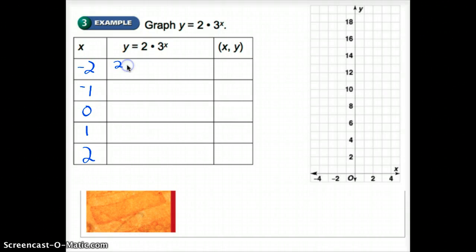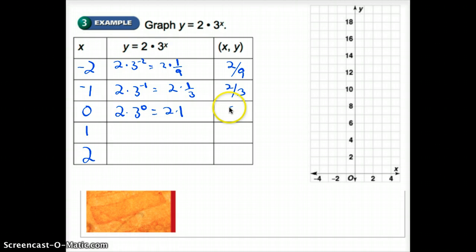So here I'm going to go 2 times 3 to the -2. Remember, that's going to be 2 times 1 over 3 squared, or 1/9. I get 2/9. Okay, the next time I'm going to do 2 times 3 to the -1, which just equals 2 times 1/3, which would be 2/3. And then I do 2 times 3 to the 0, and 3 to the 0 is just 1, so 2 times 1 equals 2. And then I'm going to do 2 times 3 to the first power, that's 2 times 3, and that equals 6. And then 2 times 3 squared, it's going to be 2 times 9, that's 18.